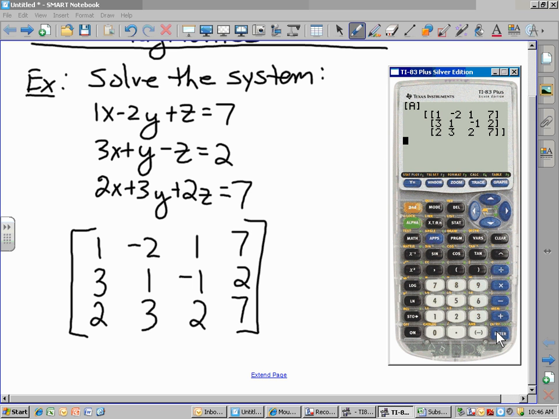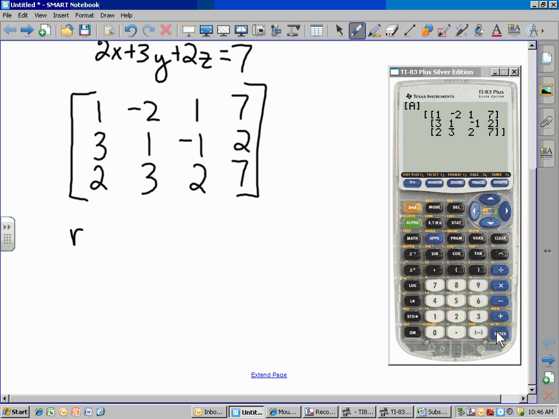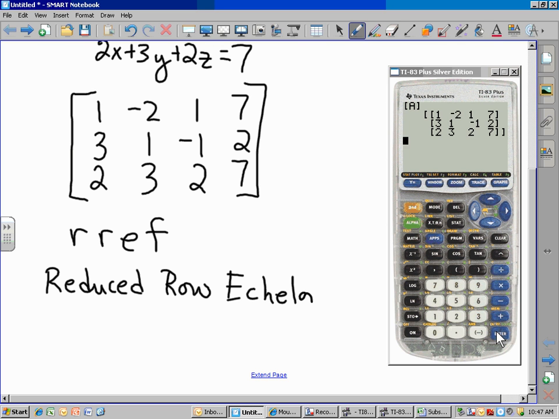Now what we're going to do is tell the calculator to solve it. And the button that we use to do that is RREF. RREF stands for reduced row echelon form. RREF. Reduced row echelon form.